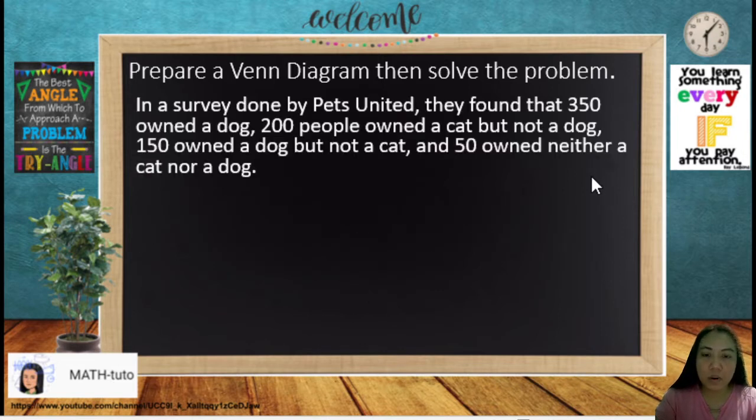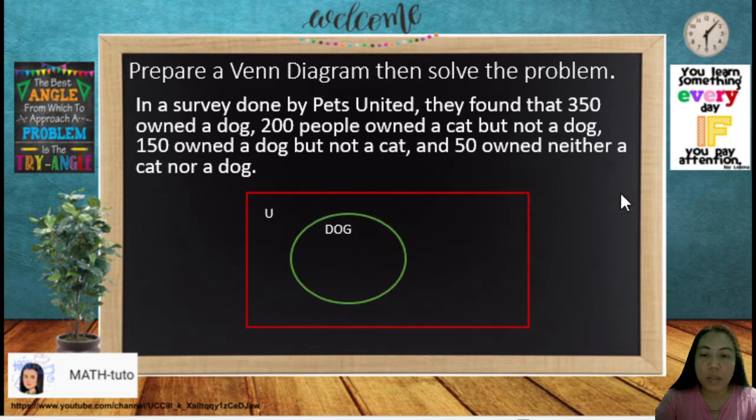Okay. Let us draw a Venn diagram illustrating this problem. The universal set will be the set of all people interviewed or who participated in the survey done by Pets United. And that will also include two sets. One is for dog and the other one is for cat. Now, in the problem here, we can see 350 owned a dog. But since it is not clear how many of the 350 also owned a cat, we cannot write that here yet. Okay? Let us look at the other given.